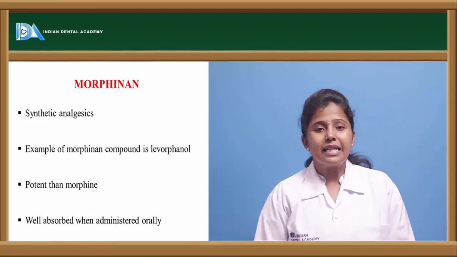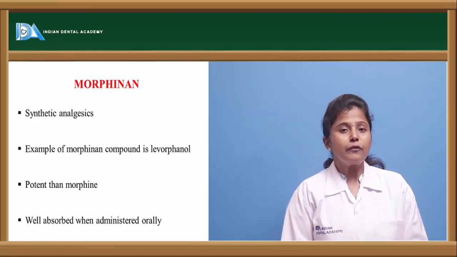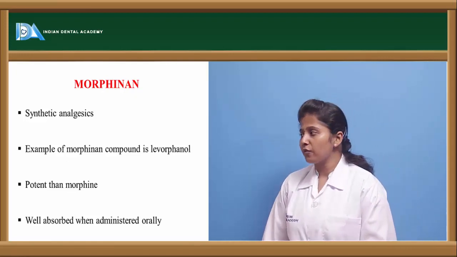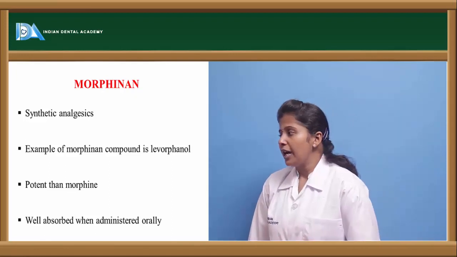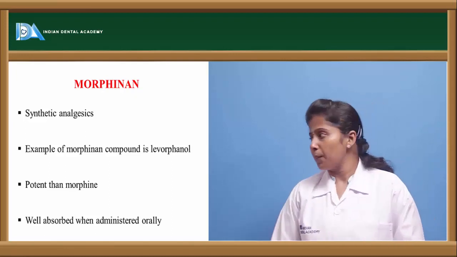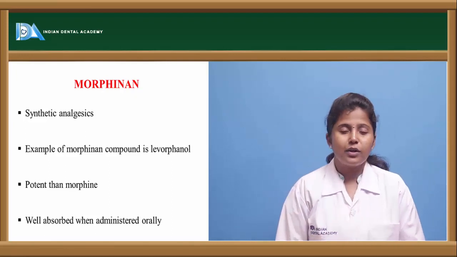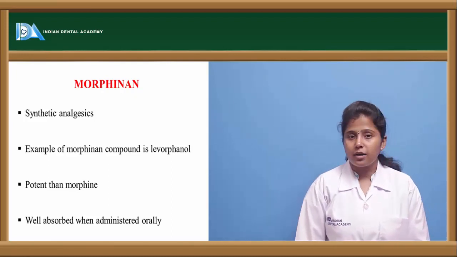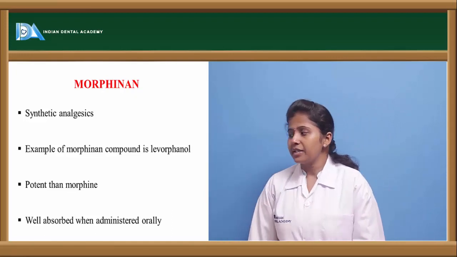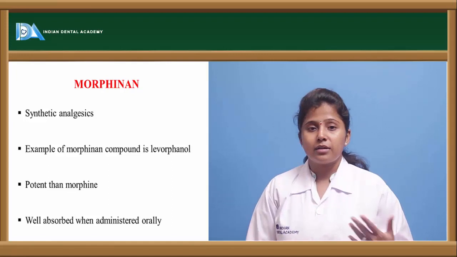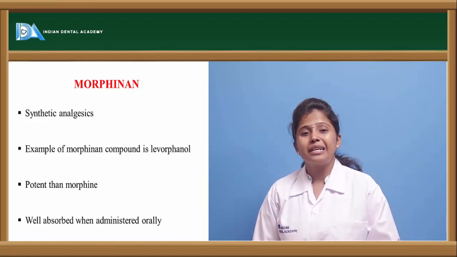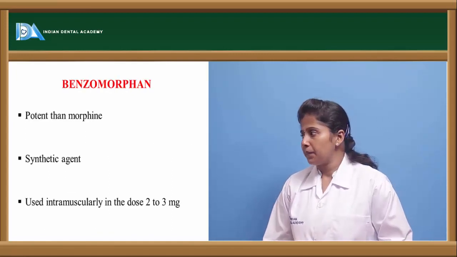The other synthetic analog is morphinone. So morphinone is a synthetic analog of morphine. Some structural changes in morphine bring about morphinone, and an example of a morphinone compound is levorphanol. So levorphanol is a morphinone analog, and it is more potent than morphine, and it is better absorbed orally than morphine.